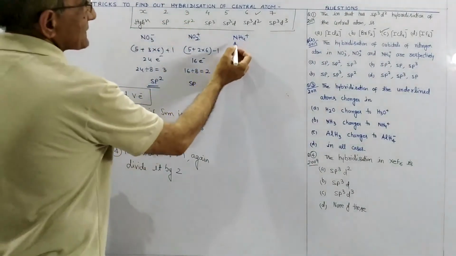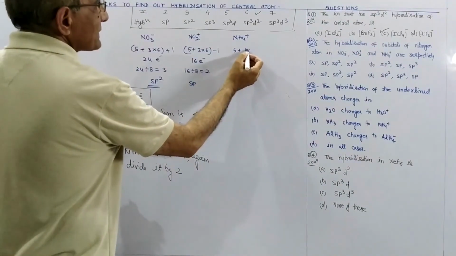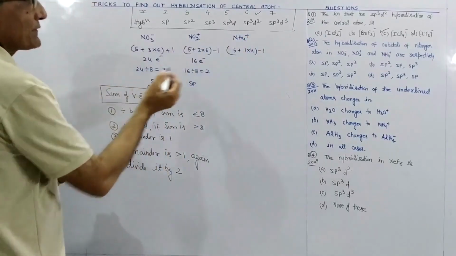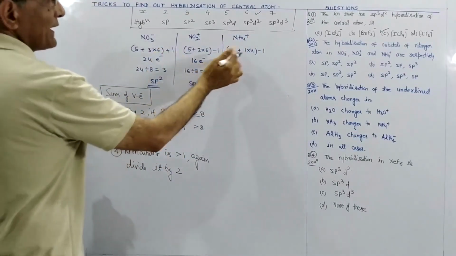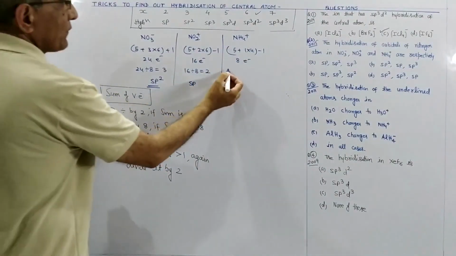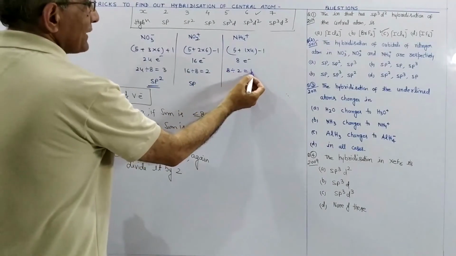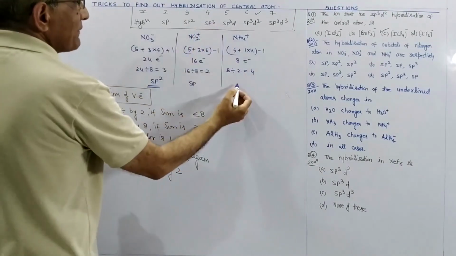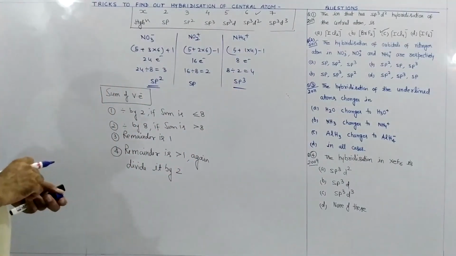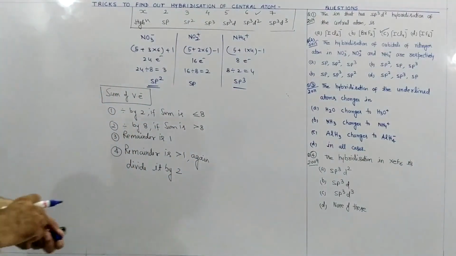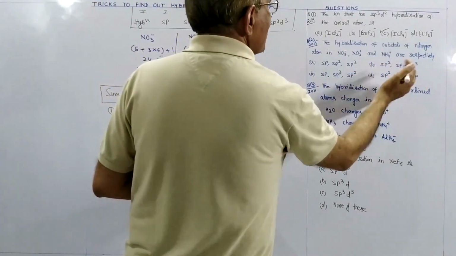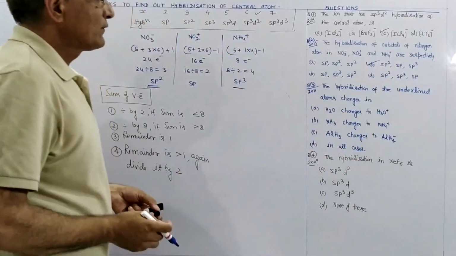Now NH4 plus, nitrogen valence electrons 5 plus 1 into 4, then minus 1. For plus you have to subtract it. So you will get 8 valence electrons. If it is 8, you have to divide it by 2. So 8 divided by 2, you will get 4. 4 means hybridization will be sp3. So correct order of hybridization will be sp2, sp and sp3. Which option is correct? sp2, sp and sp3. So this will be our correct option.